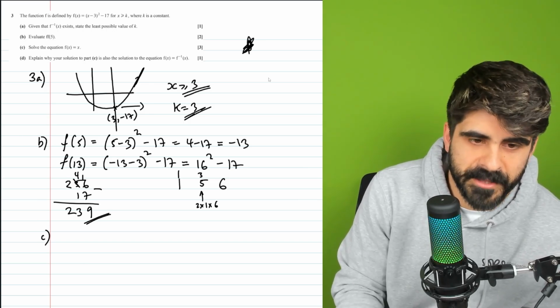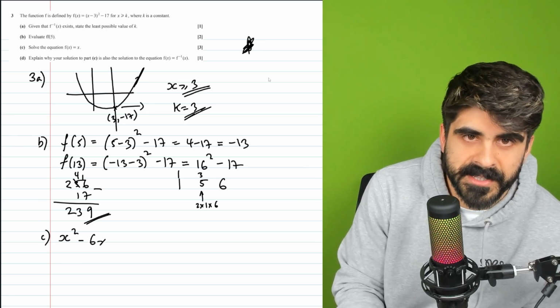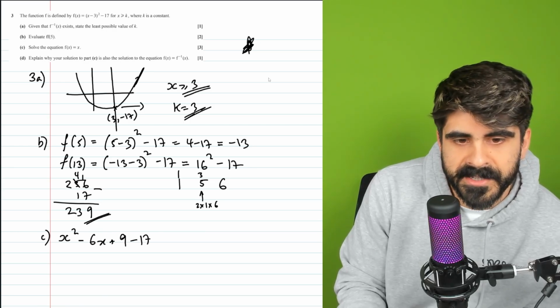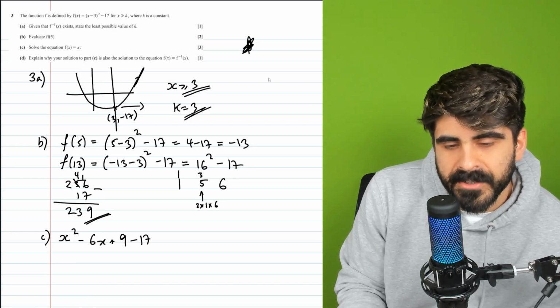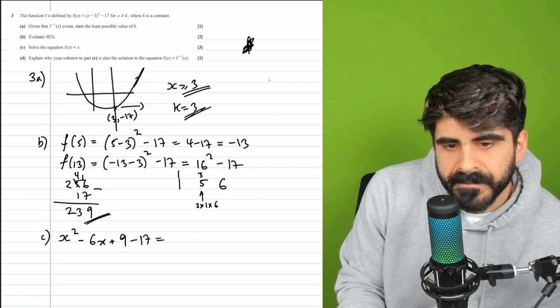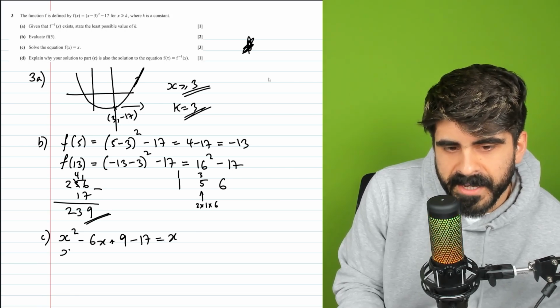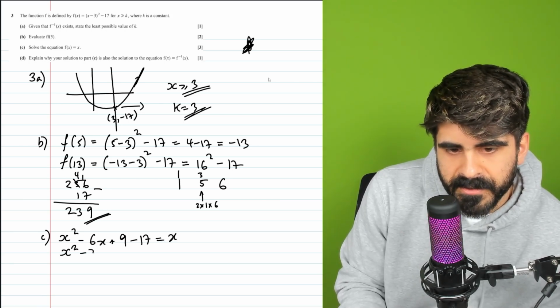Part 2, solve f of x is x. So for that, I'm going to have to expand the brackets. x squared minus 6x plus 9 minus 17 is x. I was going to do it at the same time. So we get x squared minus 7x.